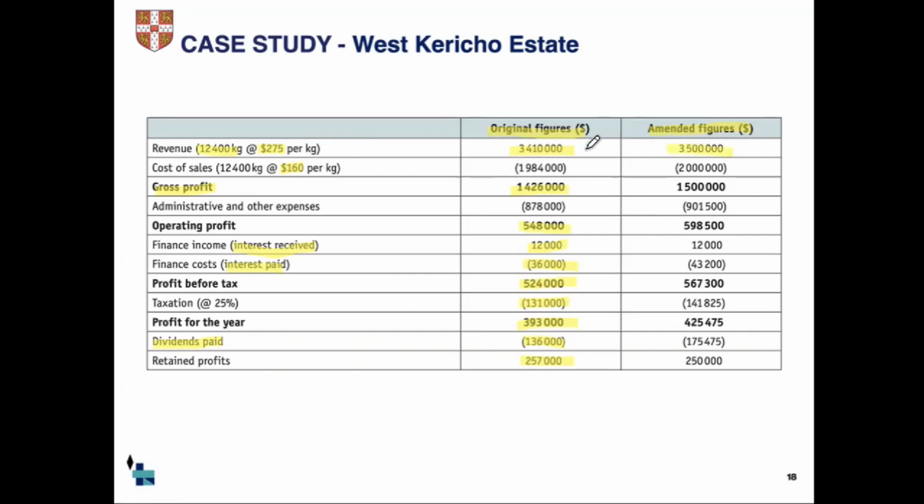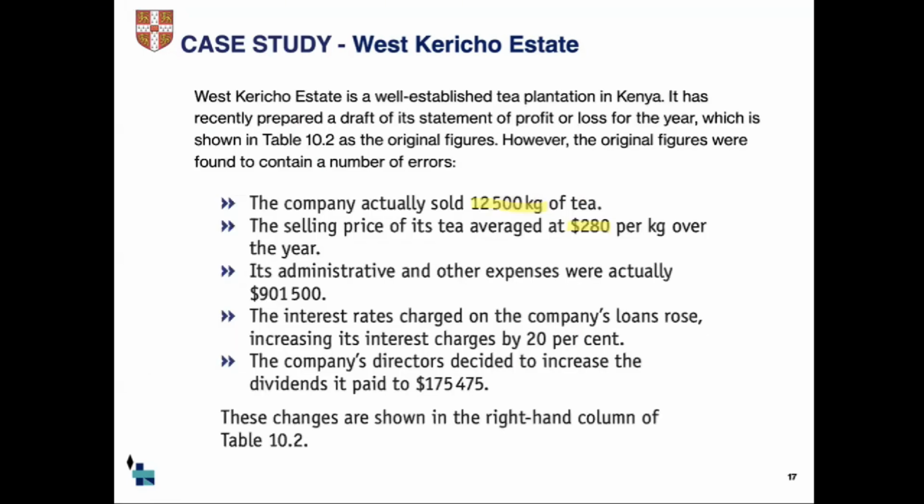So you see that the revenue has changed because some activity changed. They realized that the quantity of tea that was sold was not 12,400 but 12,500, and also the price per kilo changed. Then the third point here says that its administrative and other expenses were actually $901,500.